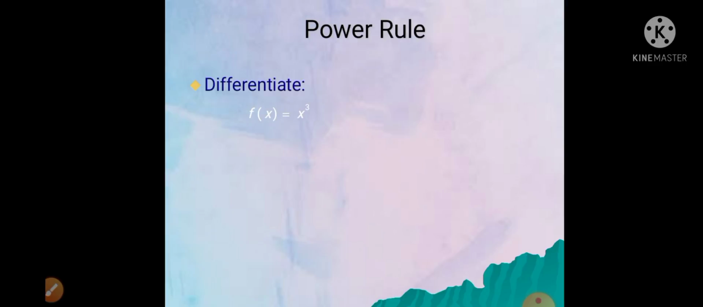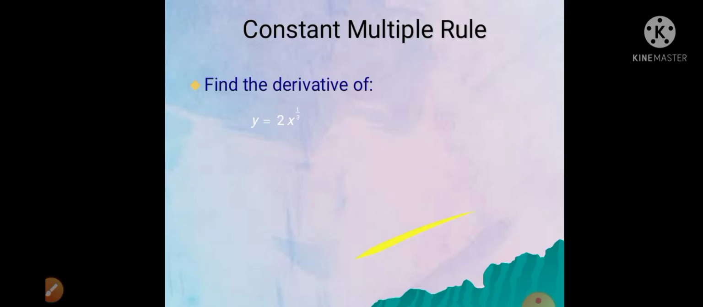For the power rule, differentiate f(x) equals x cubed. So f prime of x is equal to 3x squared. y is equal to x to the power of 9, and dy/dx is equal to 9x to the power of 8. g(x) is equal to x to the power of 100, and g prime of x is equal to 100x to the power of 99.